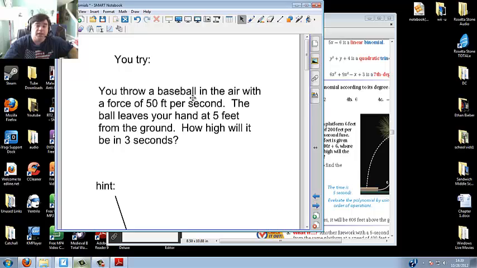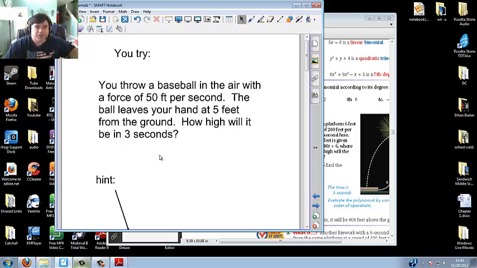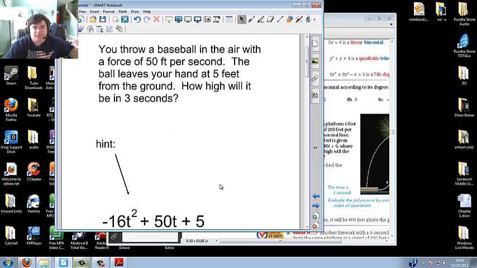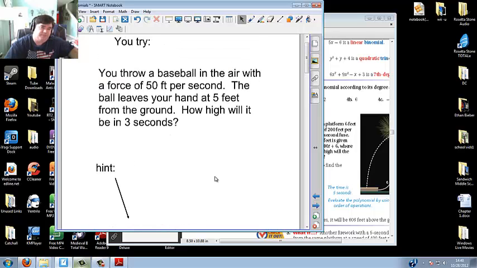You try. You throw a baseball in the air with a force of 50 feet per second. The ball leaves your hand at 5 foot from the ground. So I'm saying when you throw the ball, it's about 5 foot above ground. How high will it be in 3 seconds? So here, hint: -16t², that's the Earth's gravity. That will not change unless you leave Earth. Here's Earth's gravity. 50t is your throwing force of 50 feet per second and 5 foot from the ground. So just drop the 3 in. Go ahead and try it this time.